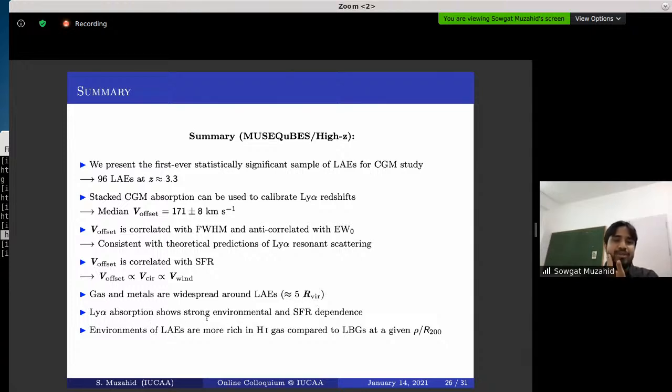And Lyman alpha absorption shows a strong environmental dependence and star formation rate dependence. And environments of Lyman alpha emitters are more rich in H1 gas compared to Lyman break galaxies at a given R by R200. So yeah, I think I used all of my time. So I should stop here, but I have a few more slides. If you're interested, I can show you.